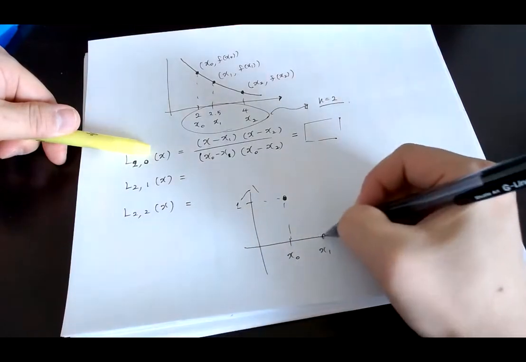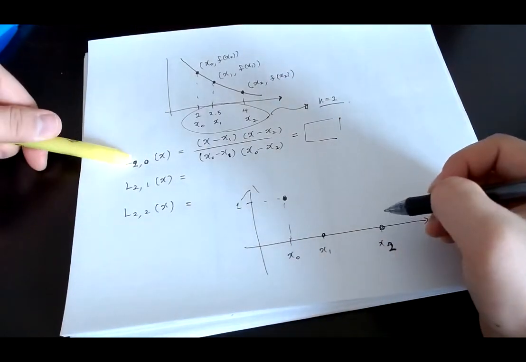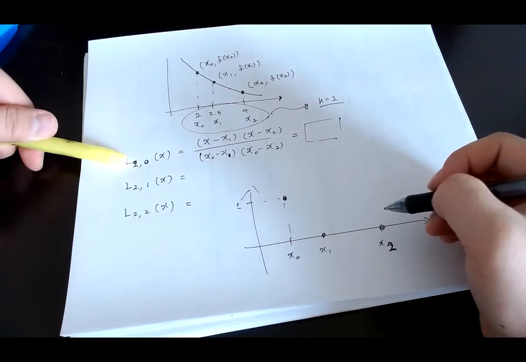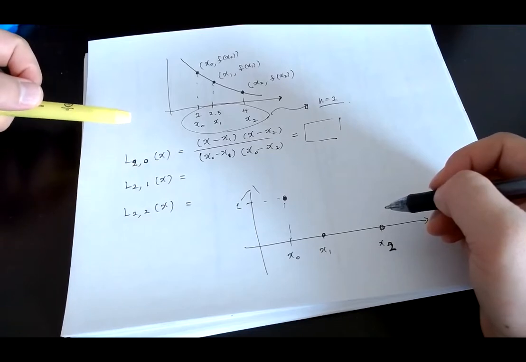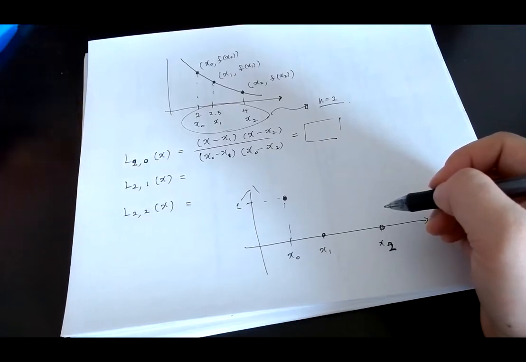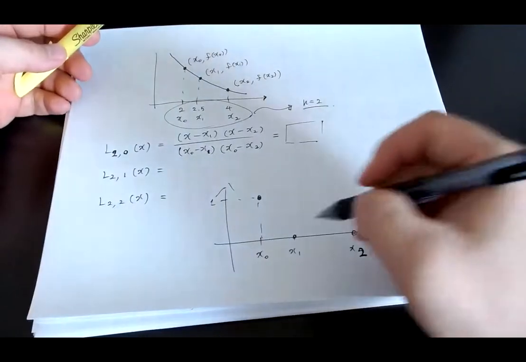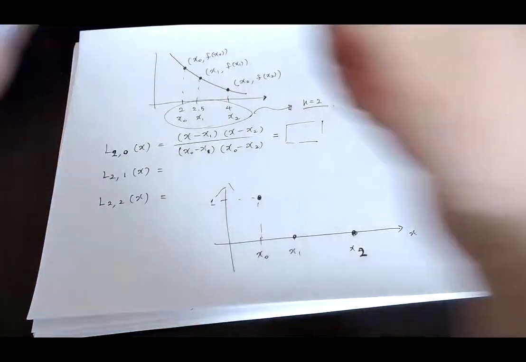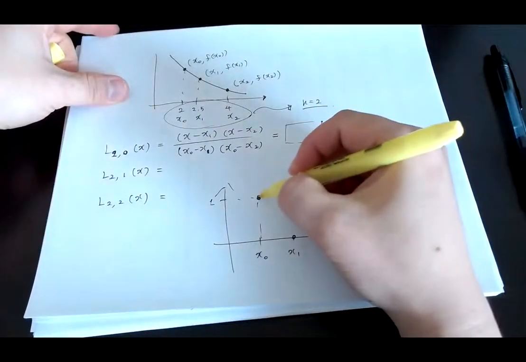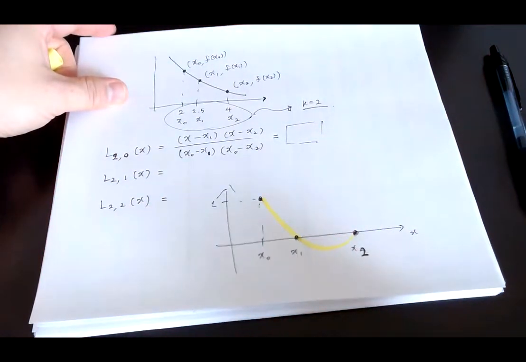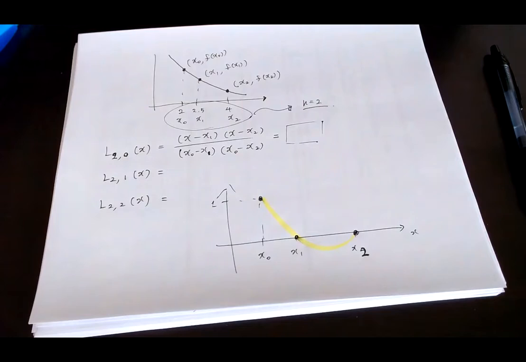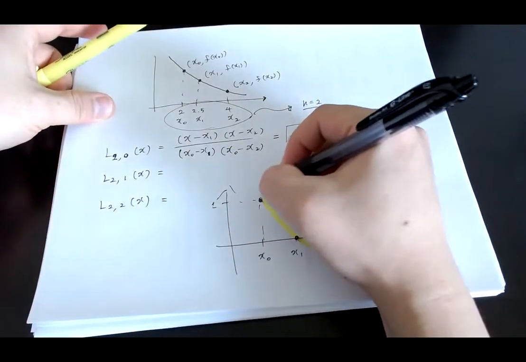Okay. And then what? This guy is what? Degree 2 polynomial. It means these are what? Quadratic functions. The graph of a quadratic function must be what? Parabola, right? Parabola opens up and down, right? So then the graph must be like this. You see that? Okay. This is L2,0.